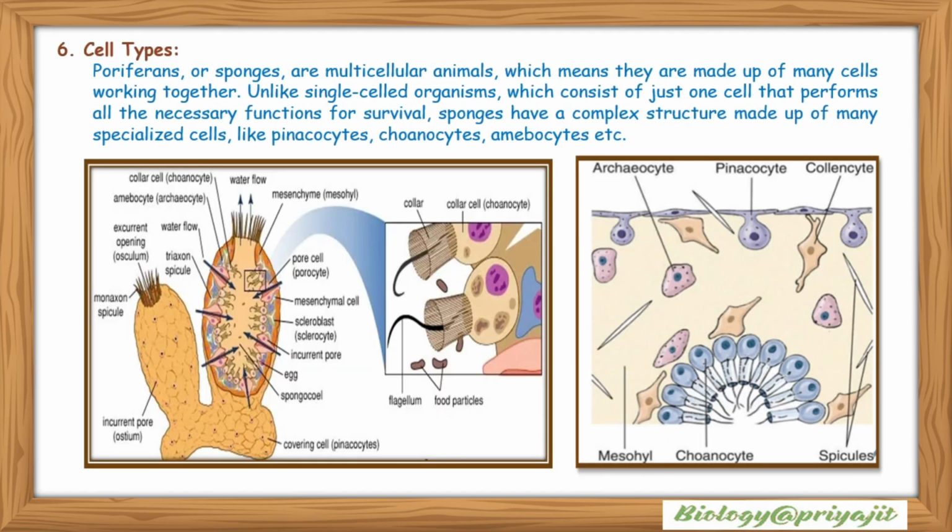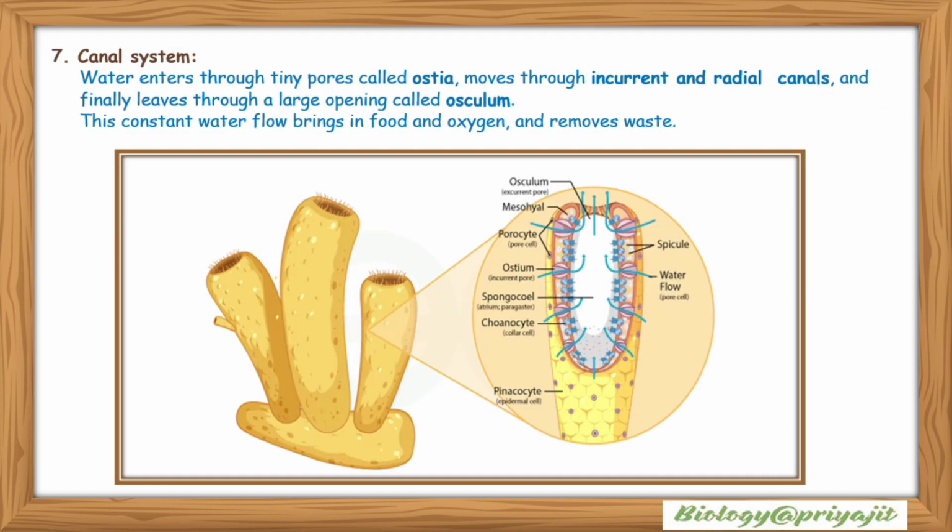Cell types. Poriferans or sponges are multicellular, we know, and that means they are made up of many cells working together. Unlike single-celled organisms like protozoa, which consist of just one cell that performs all the necessary functions for their survival, sponges have a complex structure made up of many specialized cells like pinacocytes, choanocytes or collar cells, amoebocytes, archaeocytes, collenocytes, etc.